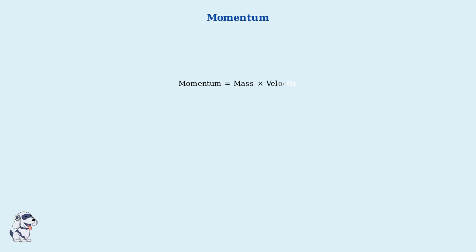Momentum is the product of mass and velocity. It describes the quantity of motion an object possesses. Momentum is a vector quantity, meaning it has both magnitude and direction.